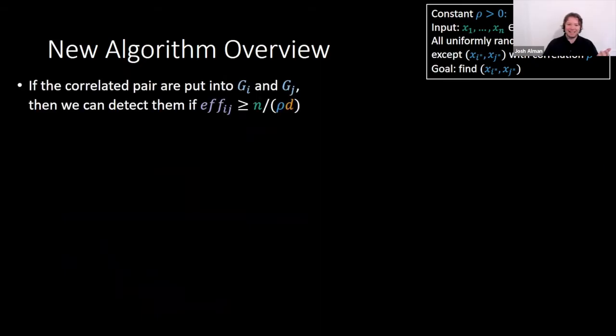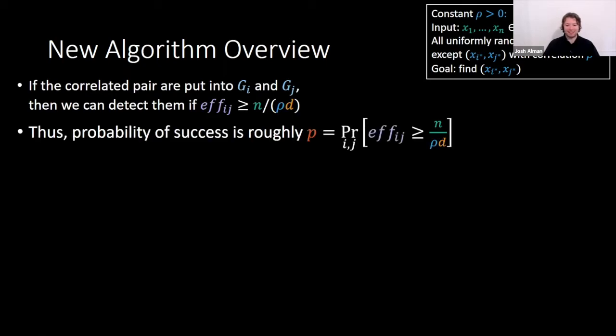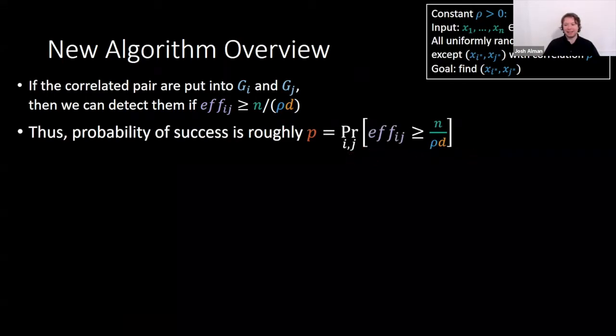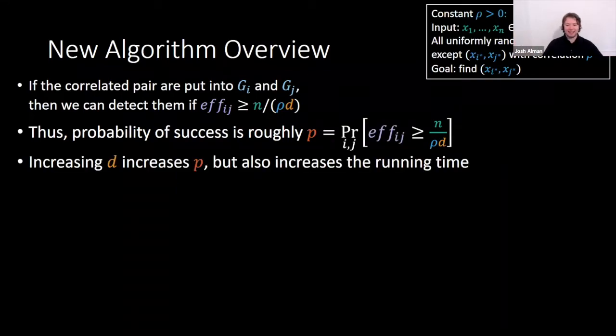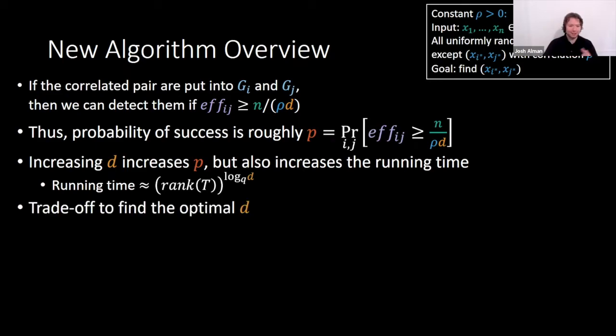To summarize, if the correlated pair are put into groups gi and gj, then we can detect them as long as the ij efficacy of our tensor is big enough. So you can think of the probability of success as roughly the probability that when you put them into random groups i and j, the ij efficacy is big enough. There's a trade-off: as you increase d, this increases the probability because you're trying to beat a smaller amount for the efficacy, but it also increases the running time because you have to take the Kronecker power of the tensor, which scales with the log of d. So there's some trade-off where you find the optimal d and then do this and solve the problem.